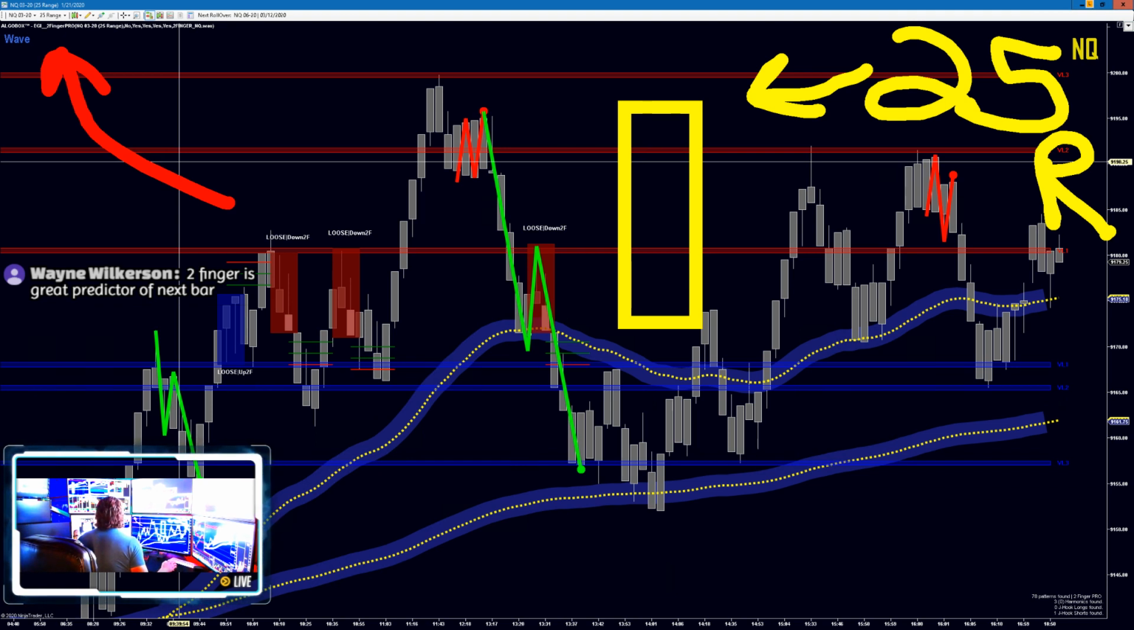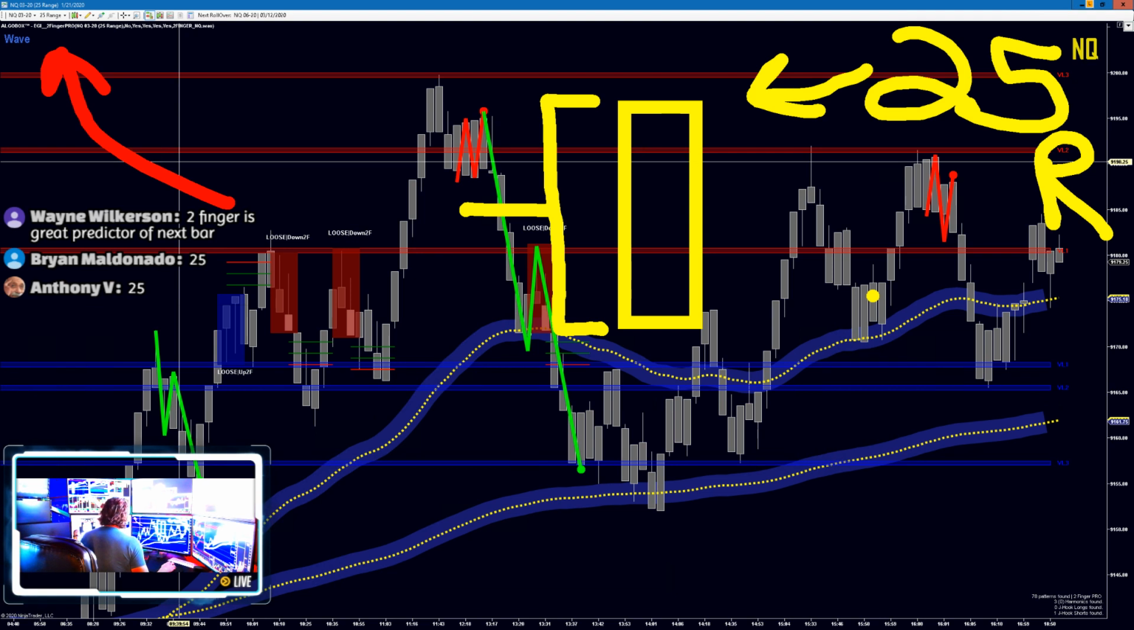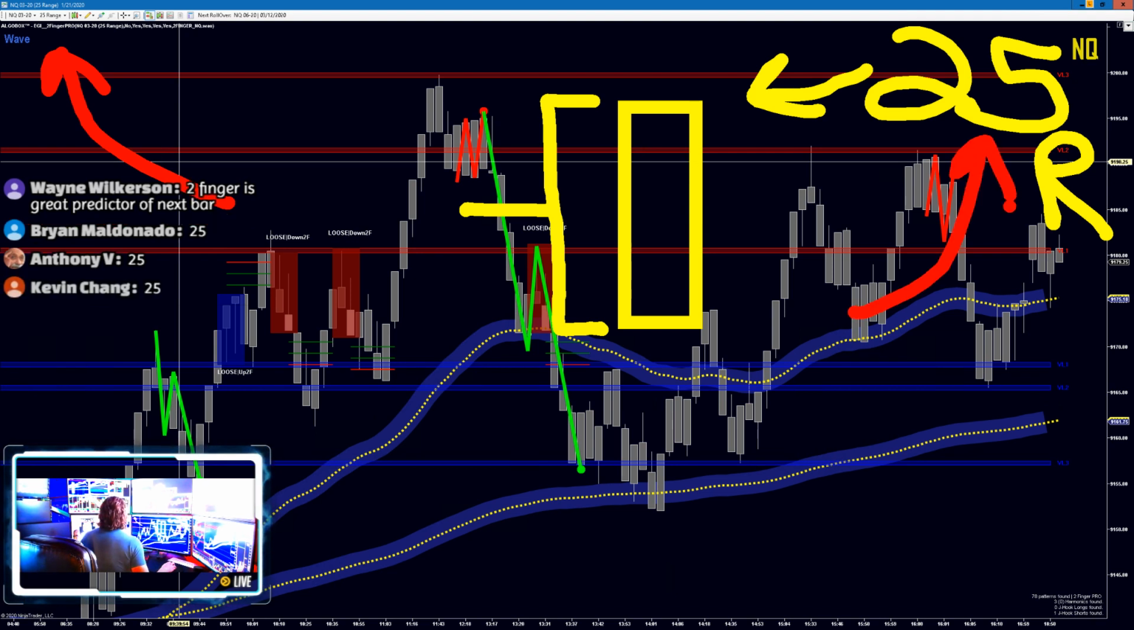Two fingers, great predictor of the next bar. NASDAQ. Yes, it is. Color dog alert for NASDAQ. How many ticks from top to bottom? Basically, how big is this bar? How big? Kind of a trick question, but kind of not. How big is that bar? You should know this. 25. Bingo! Look at that. It's kind of a trick question, but it's kind of not. Bingo. 25 ticks. Exactly.